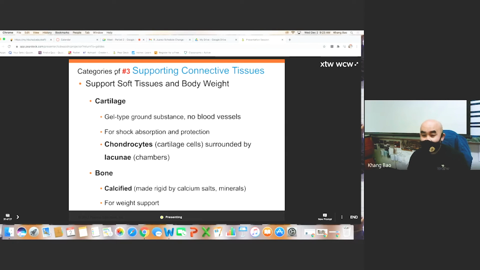And then the third category of connective tissue, the last one, is what we call supporting connective tissue. It supports soft tissue and body weight. Cartilage is your supporting connective tissue. And bone is your supporting connective tissue because their job is to support your body weight, right? Or soft tissue. Cartilage and bone. Chondrocyte, remember chondro has to do with cartilage. It's in your vocab list. Chondrocyte, right, is what makes up your cartilage. And bone, we'll talk about that later.